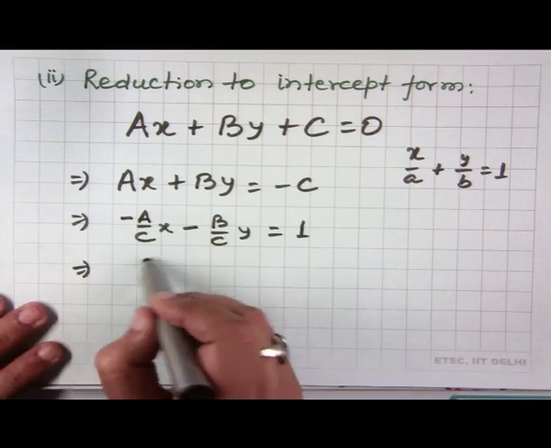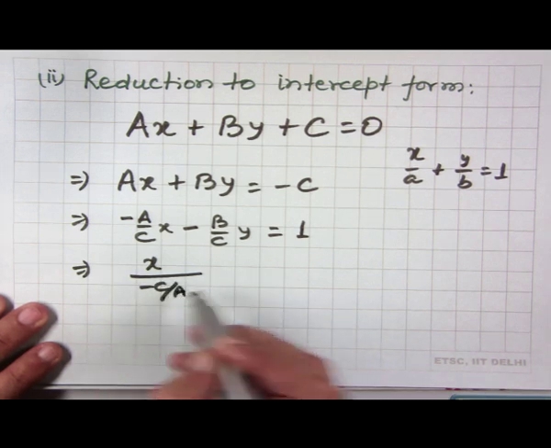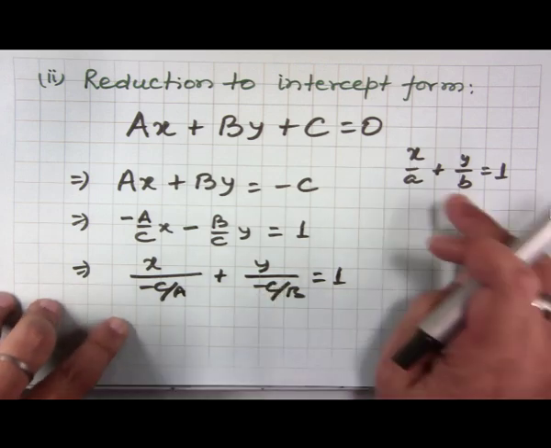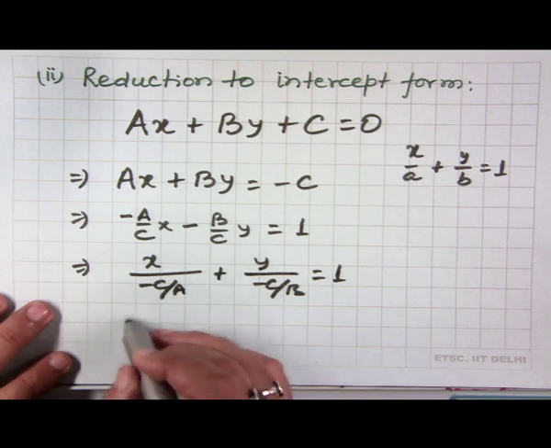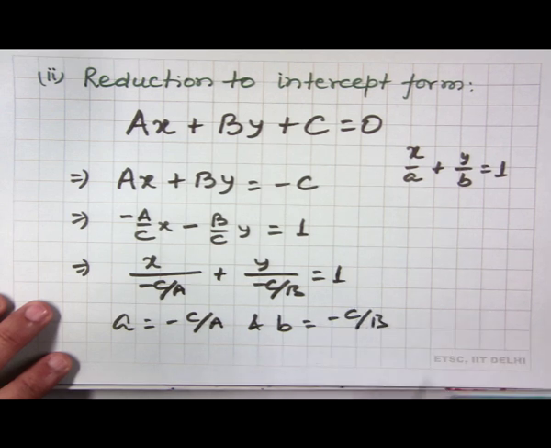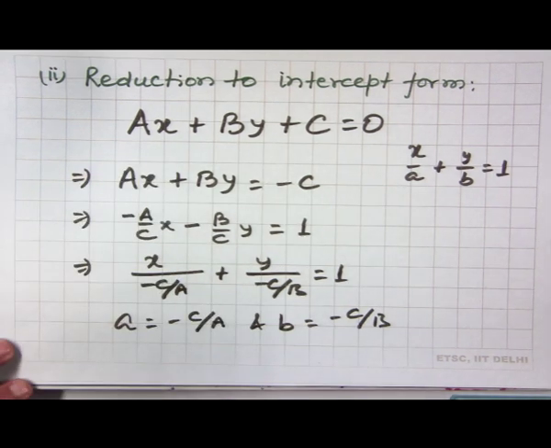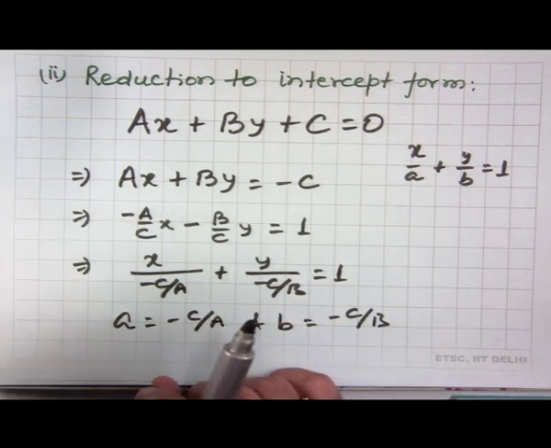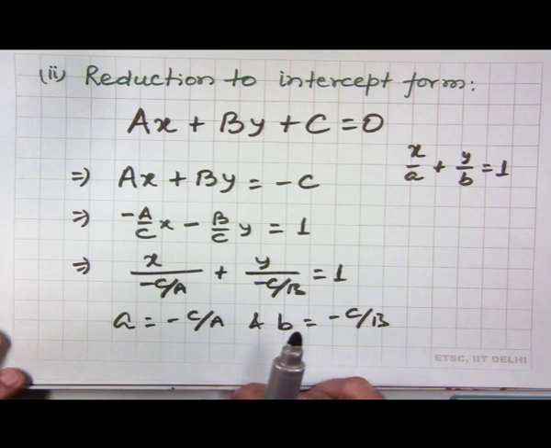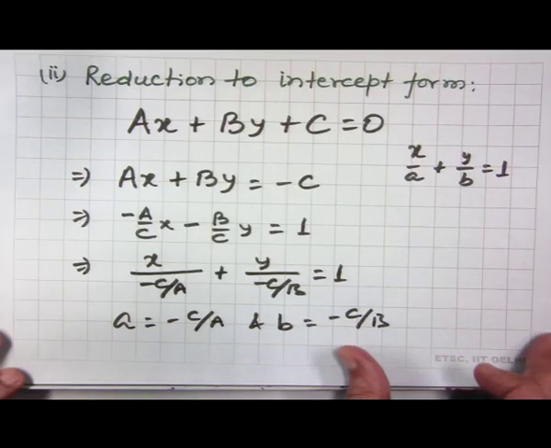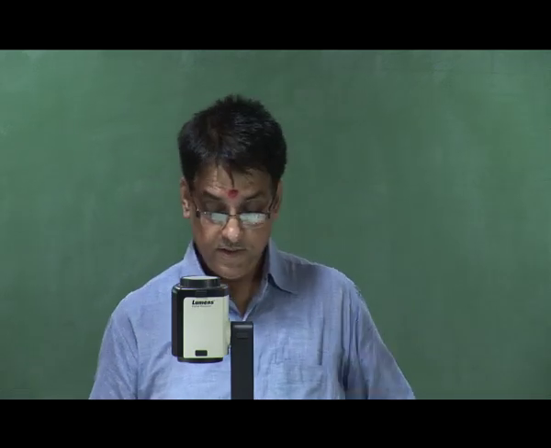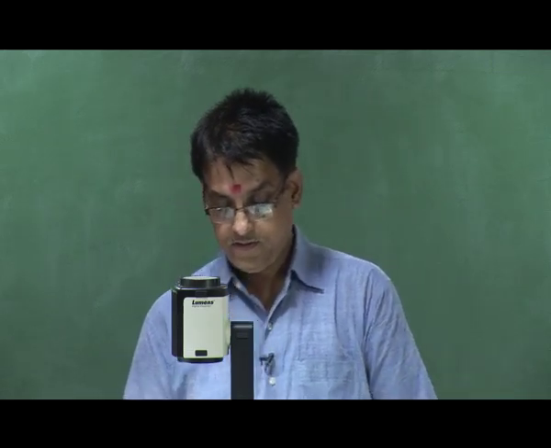Now we arrange this equation like this: x over (minus c by a) plus y over (minus c by b) equal to 1. So when you compare this equation with x by a plus y by b equal to 1, you will get a is equal to minus c by a and b is equal to minus c by b. It means by reducing ax plus by plus c equal to 0 in this form, we get that the line intersects the x-axis at (minus c by a, 0) and the y-axis at (0, minus c by b). It means x intercept is minus c by a and y intercept is minus c by b. So this is the benefit of reduction of ax plus by plus c into x by a plus y by b equal to 1.